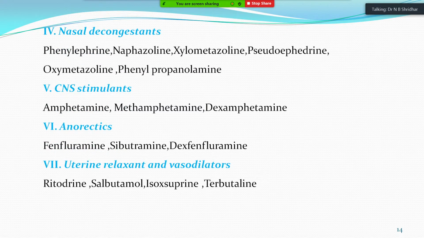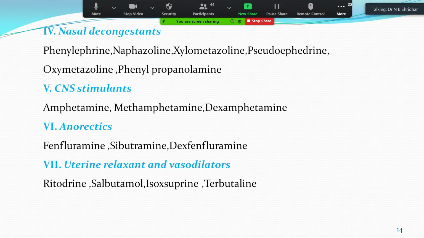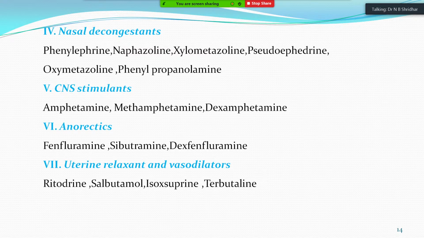And there are certain agents which are very specifically used as nasal decongestants. If you see the drugs having nasal decongestant property, they contain phenylephrine, naphazoline, xylometazoline, pseudoephedrine, oxymetazoline and phenylpropanolamine. You can make certain codes for this, and remember P, N, X, P, O, P, like that. You can make your own code to remember, but it's very important to remember every time.